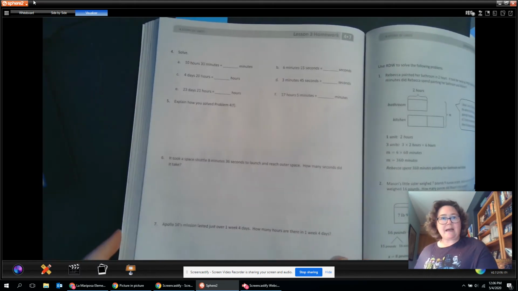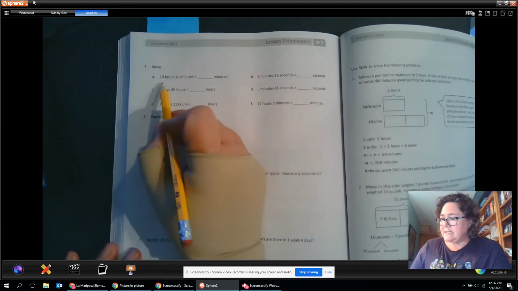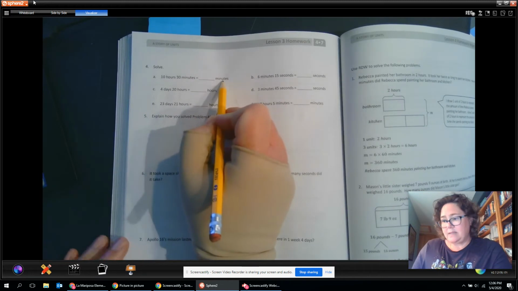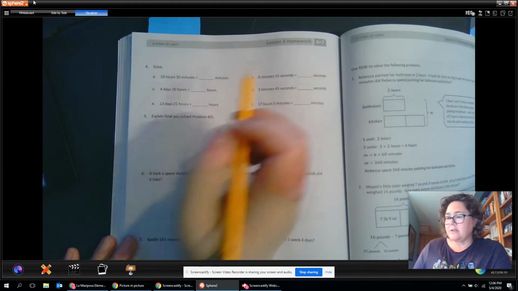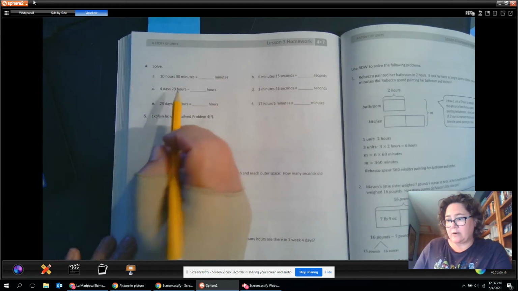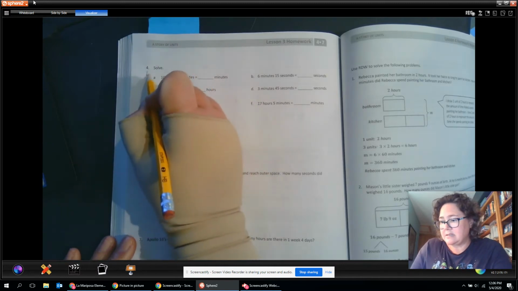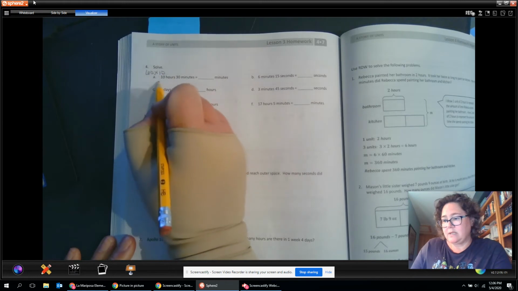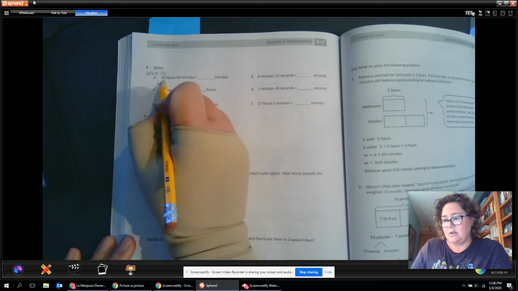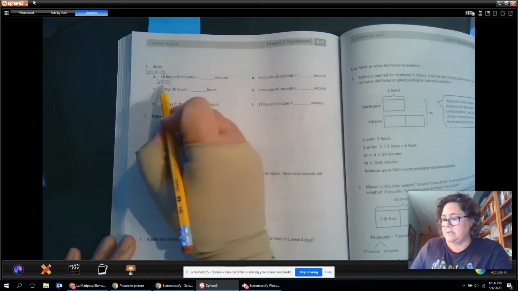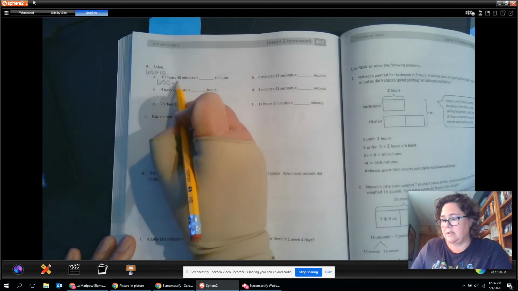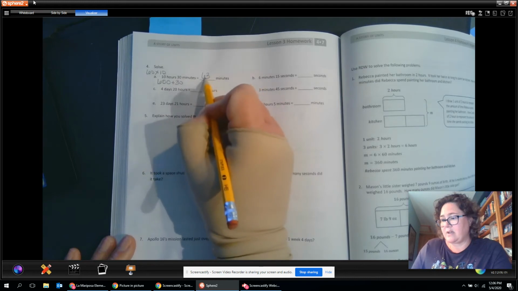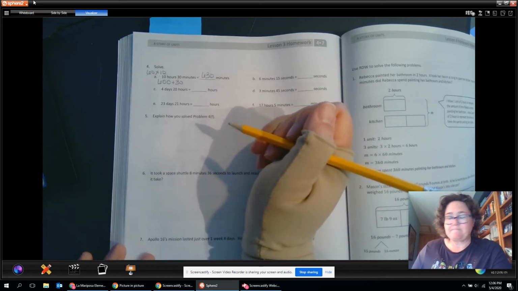Moving on to the back page. So if you're looking at 10 hours, 30 minutes, how many minutes? Again, remembering that there's 60 minutes in 1 hour. So we're basically doing 60 times 10, right? Well, 6 times 1 is 6, and they're both moved over. So this is like having 10 times 10, which is going to put us in the hundreds. So this is 600 plus 30. So we've got 630 minutes.